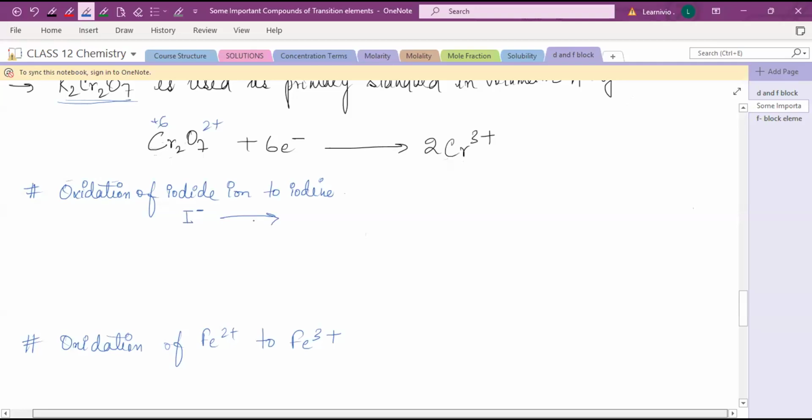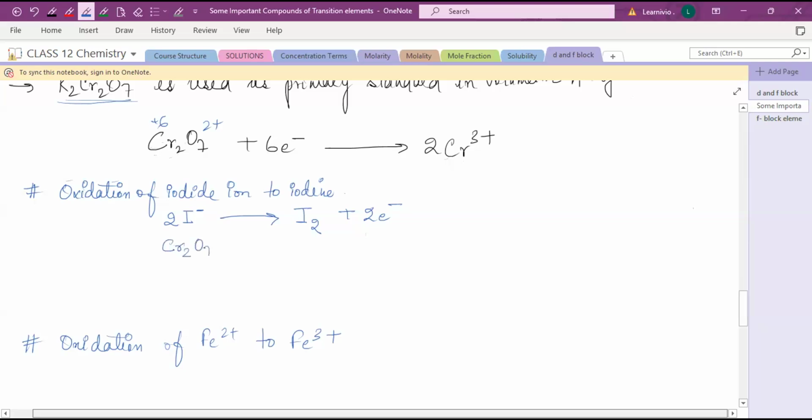Oxidation is removal of electrons, loss of electrons. So it will convert to I2 and 2 electrons will be lost. Just balance this equation: 2I minus is converted to I2 plus 2 electrons. Here you can see there is a loss of electron, which means oxidation. Now you know very well that potassium dichromate is a strong oxidizing agent. It oxidizes this iodine ion to iodine, but itself it will reduce.